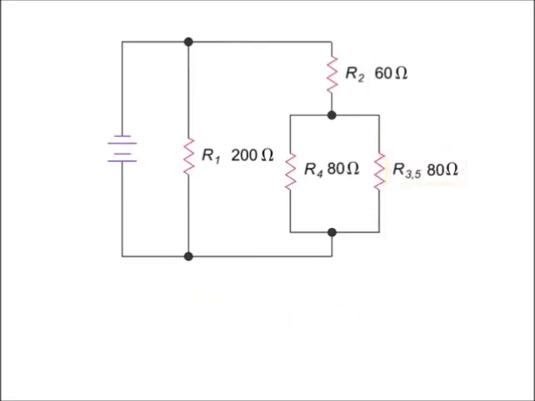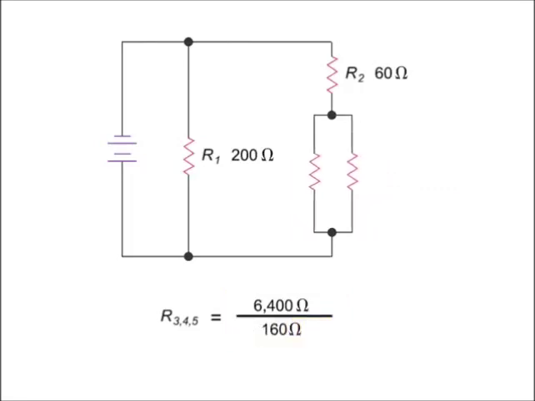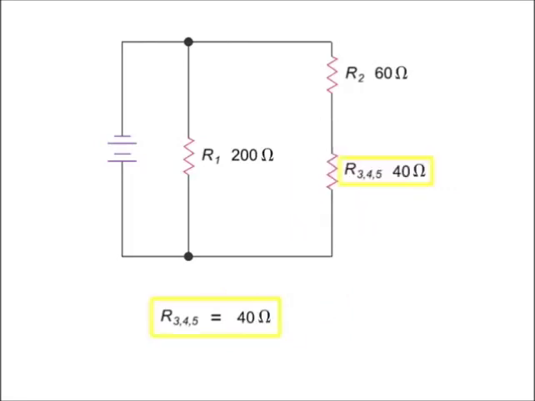Now, the R4 resistor and the equivalent resistance of the R3 and the R5 resistors are in parallel. Their combined resistance can be calculated by dividing their product by their sum. Thus, using the product over sum equation, we have 80 times 80 equals 6400, divided by 80 plus 80, which is 160, giving 40 ohms.